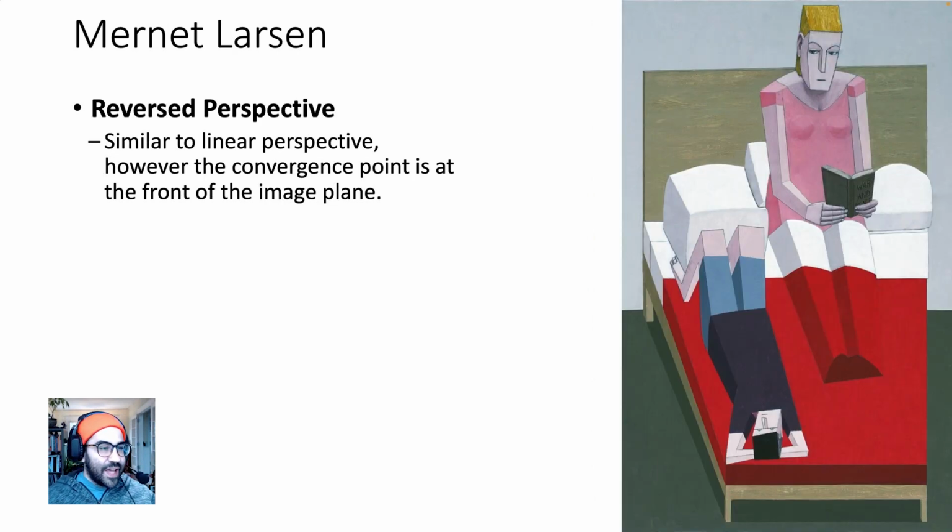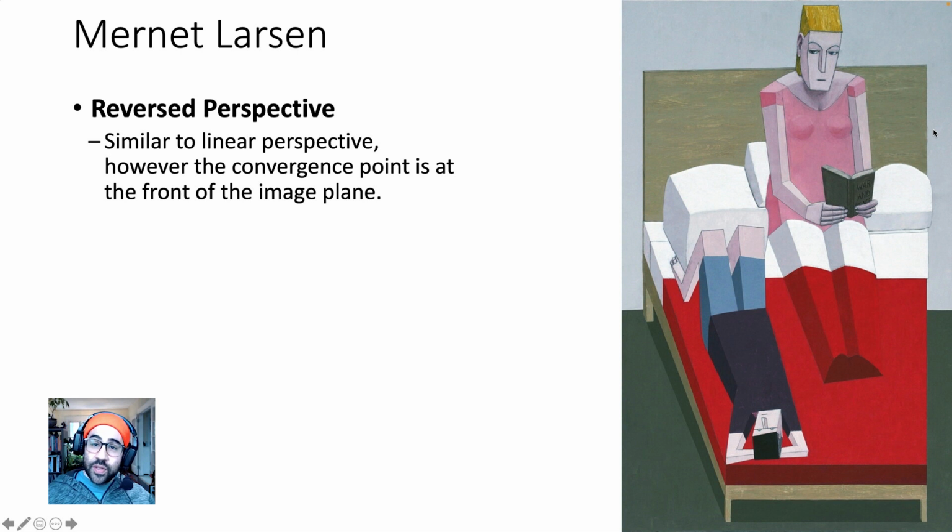Now, last but not least, let's take a look at reverse perspective. This is a really weird one, but I always love how jarring these images look. This projection system is similar to linear perspective, but the convergence point is at the front of the image plane rather than the back. So you can see as things get closer to the front of the image plane, they're getting smaller, right? So take, for example, the bed frame here. As the end of the bed gets closer to us, the viewer, it's smaller. As it moves away into the background, it gets larger.